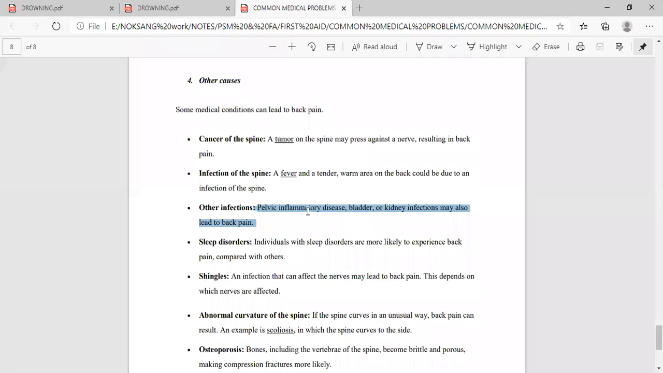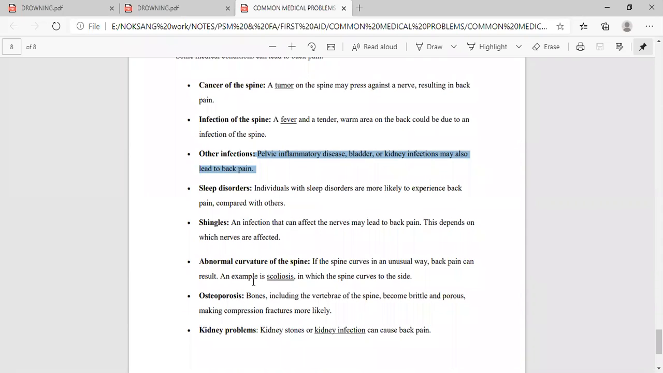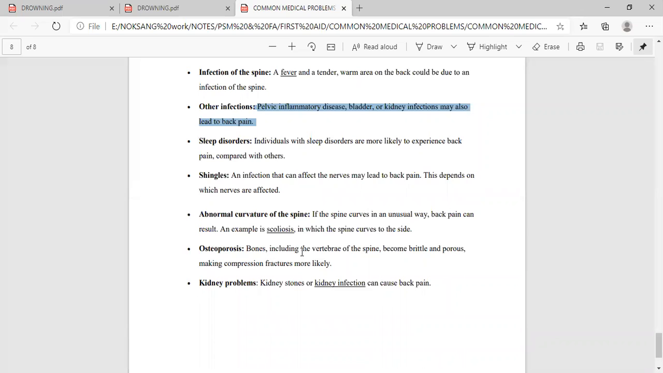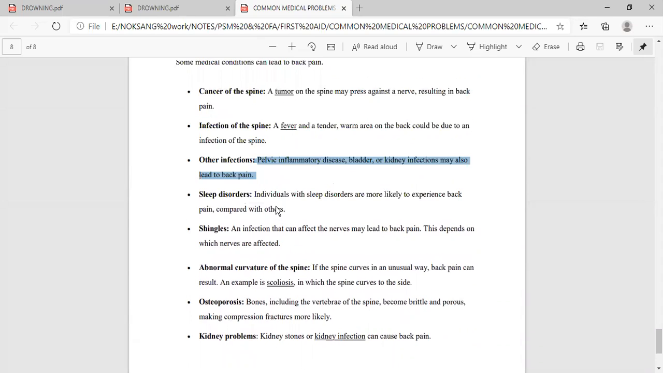Then it affects the pelvic region. Next is bladder or kidney infections, which may also lead to back pain. So in other infections, please mention PID, and bladder or kidney infections. But in this, just write down the names: cancer, infection of spine, sleep disorder, shingles. The next is abnormal curvature of the spine, then osteoporosis. No need to mention all of these things. Just write down the names. Just the first line. Have you taken the picture?